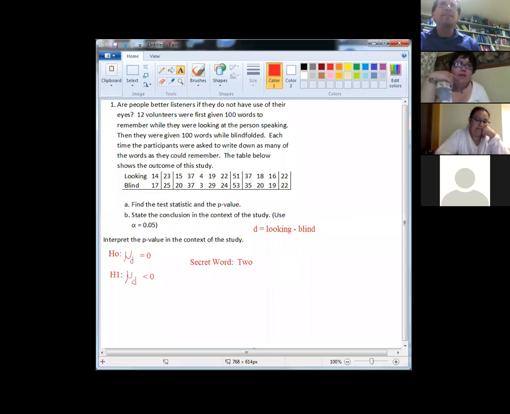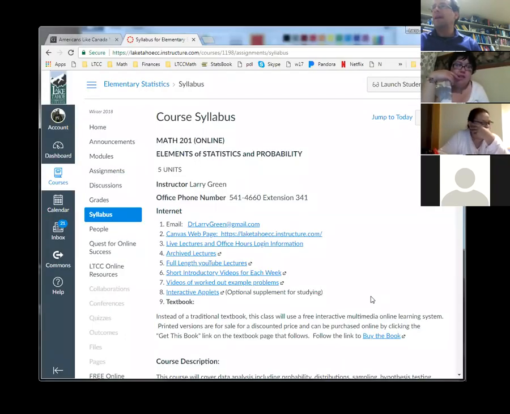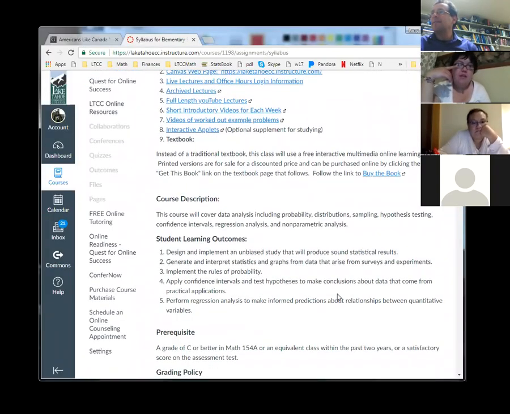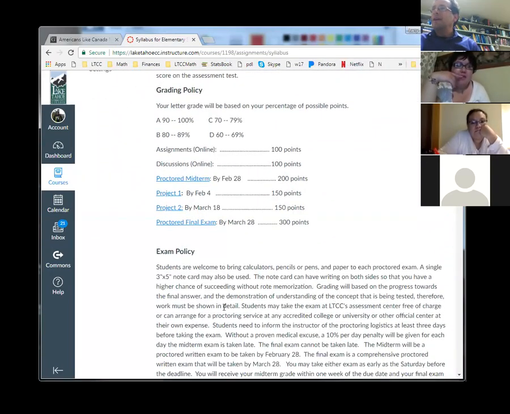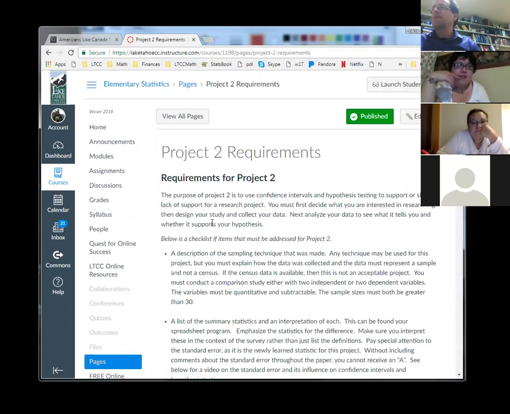So let me go back to New Share. Hopefully you know how to get to the syllabus. If you go to project 2, I'm going to read through this and I'll talk about this. So the purpose of project 2 is to use confidence intervals and hypothesis testing to support or show lack of support for a research project.